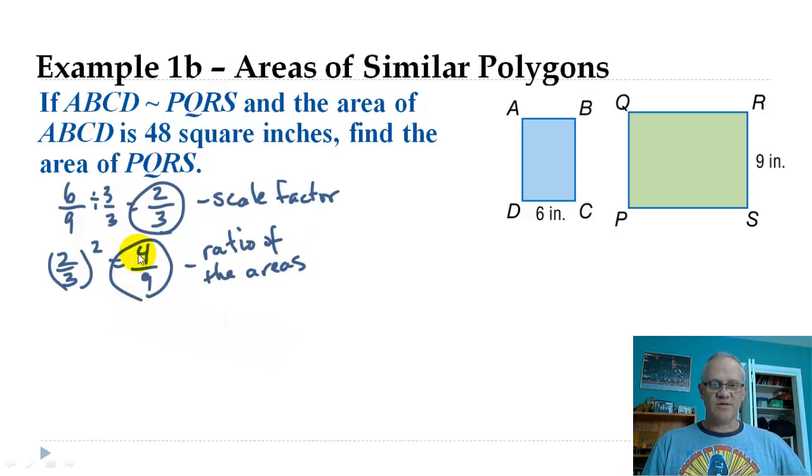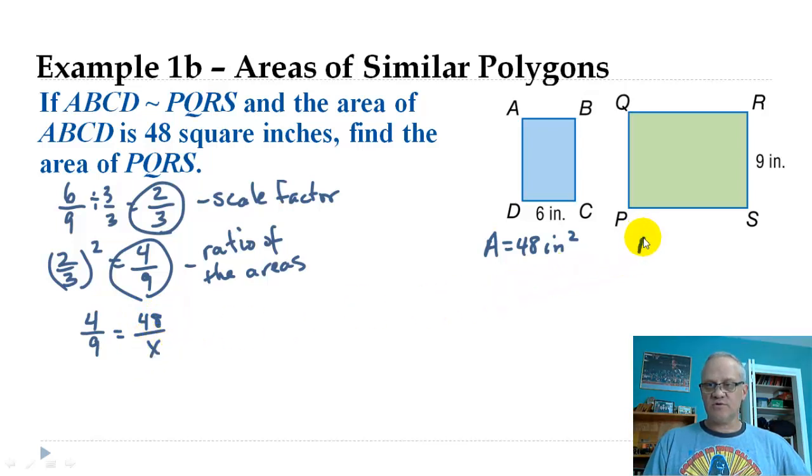And so what we do is we take that ratio of the areas, 4 to 9, and we say that has to equal, which one do we know? We know the area of ABCD is 48, so the area of this one is 48. And so we would say 48 to x. Again, this is the one that we don't know over here. So cross multiply, that gives us 4x equals 9 times 48.